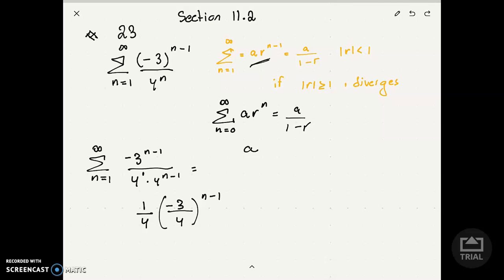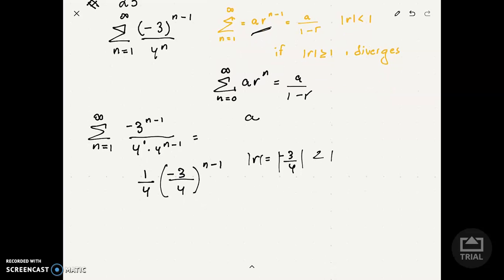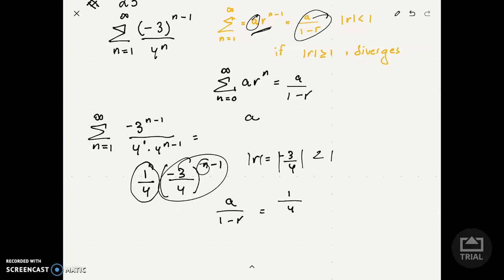And then from here, we can see that our ratio is -3/4. And -3/4 has an absolute value strictly less than 1. So this series is convergent. And then from there, we just apply the formula, a over 1 minus r. So our a is just this thing here hanging out as in the formula, our first term, because if we plugged in 1 here, it would just go to 0.